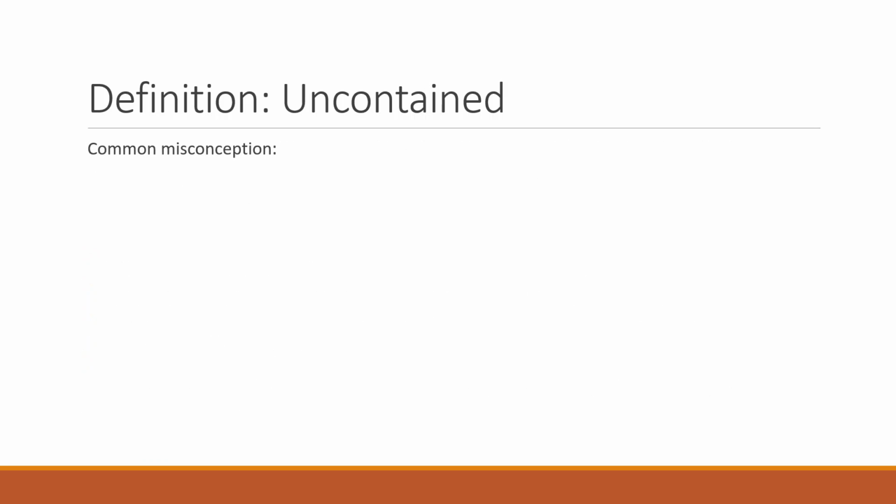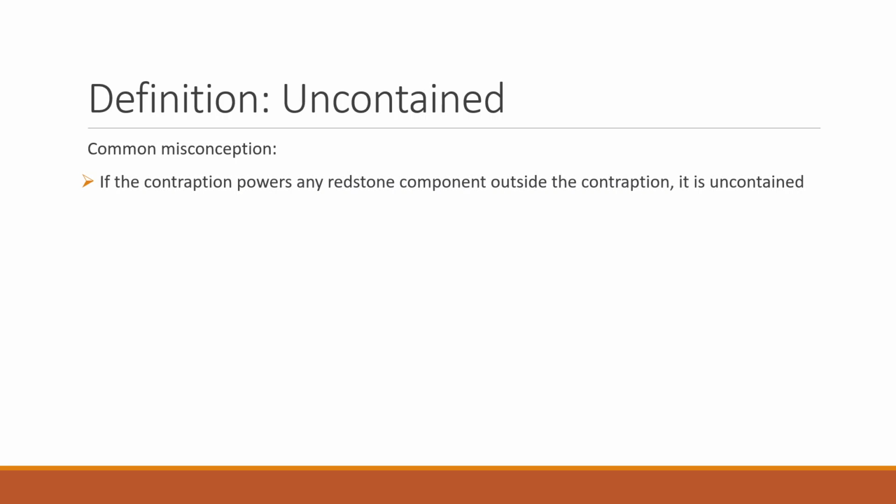And here comes the common misconceptions, even though I've already listed out the most likely scenarios that you would face. So misconception 1: if the contraption powers any redstone components outside the contraption, it is uncontained. Now this is actually a very weird view by some people, because this basically means every contraption will be uncontained. And I'm not sure if they have considered this, but yeah.